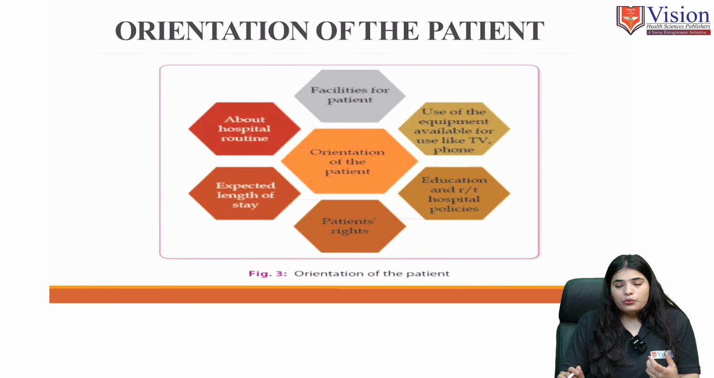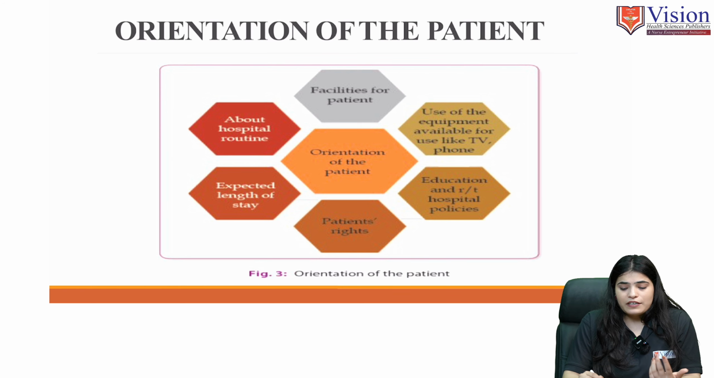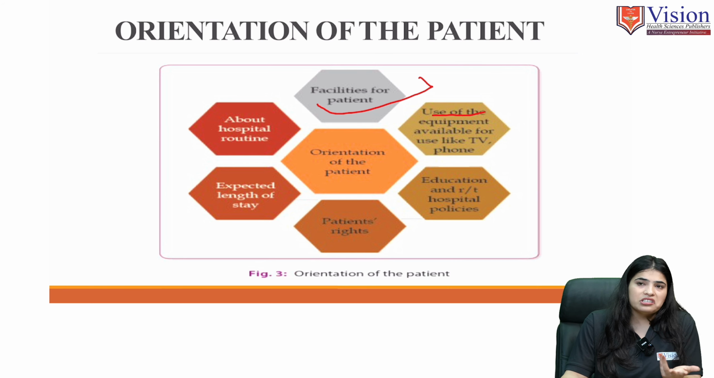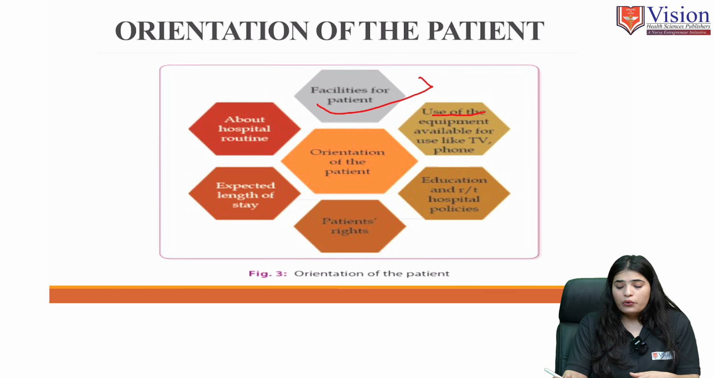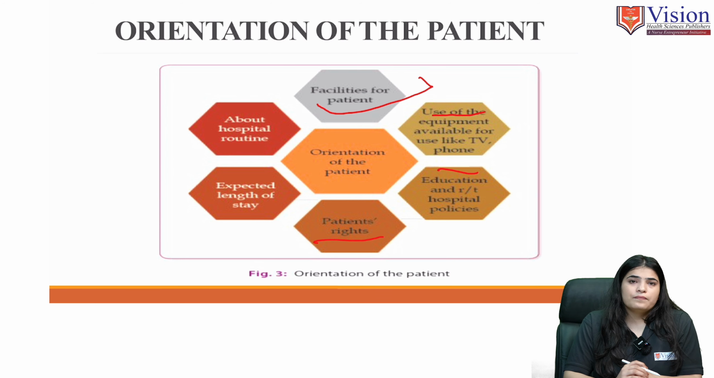So what can we do in the orientation of the patient? First of all, we can provide facilities to the patient. We can provide orientation with the equipment, like there is a TV, there is a phone in the hospital. We can provide education to the patient. What are the policies? What are the rules in the hospital? Patient rights. As nurses, we can orient the patient with the patient rights.